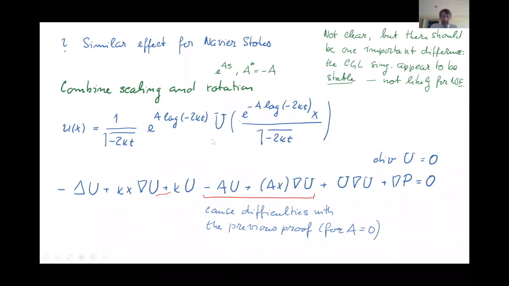You have this scaling symmetry, which we have been using so far. But of course, for Navier-Stokes, there are also rotational symmetries. So you can try to combine the rotational symmetry with the scaling symmetry, in a similar way to what you have for complex Ginzburg-Landau. And the formula which you get from that is the following formula, where A is an anti-symmetric matrix. So this would be a modulated singularity, which you can potentially have, or one can look at. And if you write the equation for that, it's the one which I wrote here.